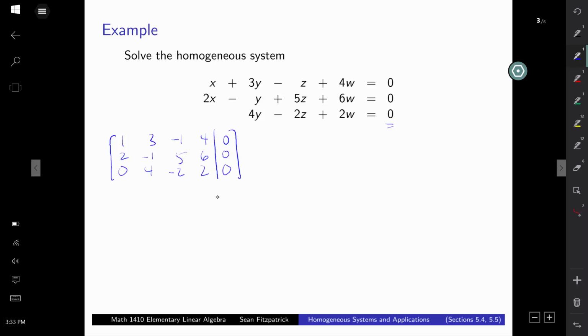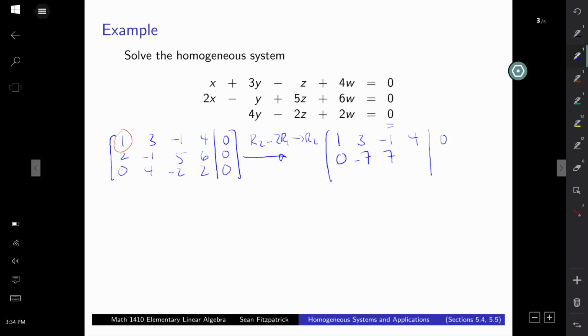And let's proceed. So we've got our first leading one, right? We've got our one up here where we want it in the upper left-hand corner. So let's use it to get rid of that 2 below. So we've got to do row 2 minus 2 row 1. That's going to be my new row 2. 1, 3, minus 1, 4, 0. 0. Minus 1 minus 3 gives me minus 7. 5 minus minus 2, that's 5 plus 2, gives me 7.